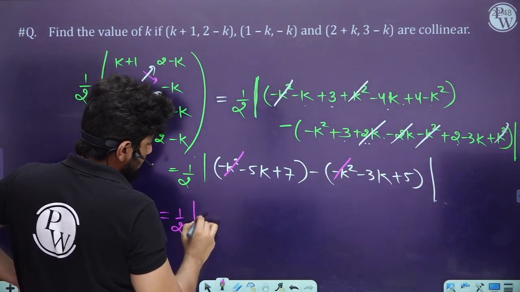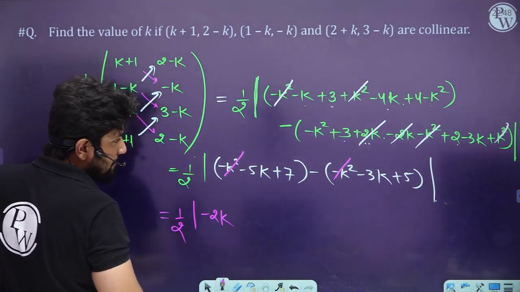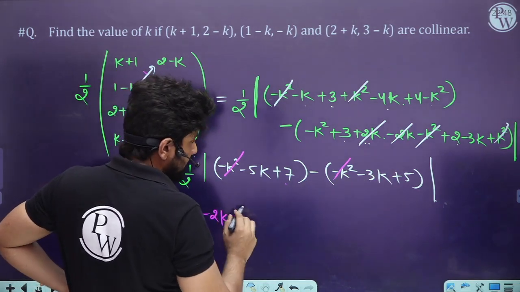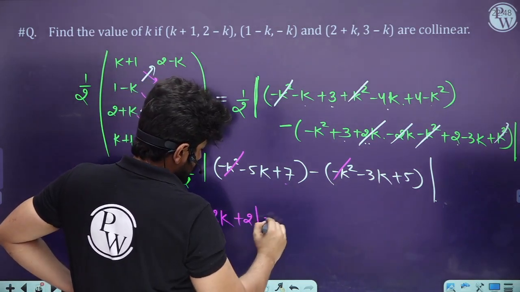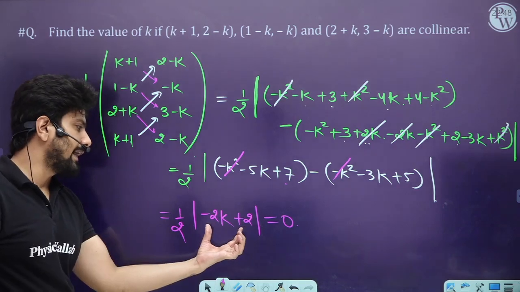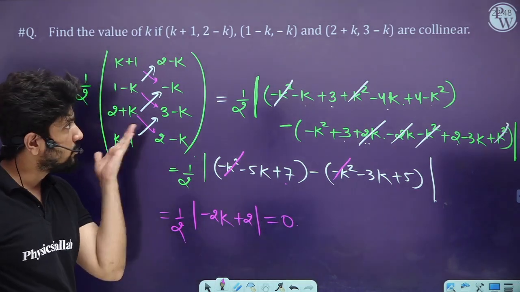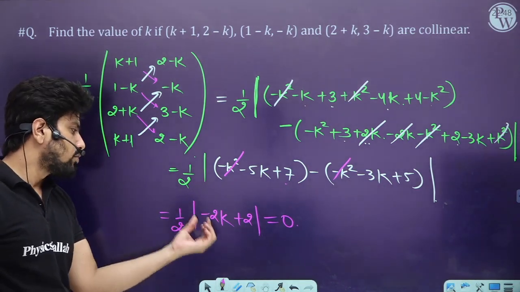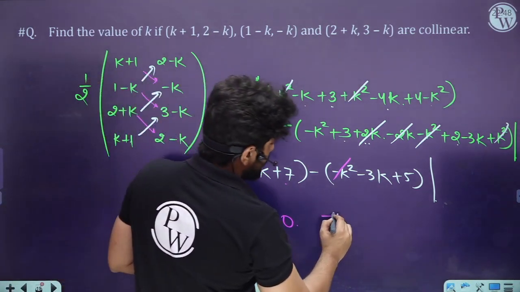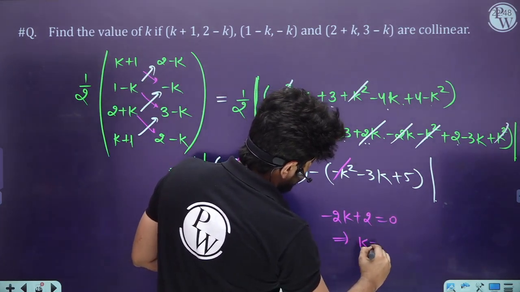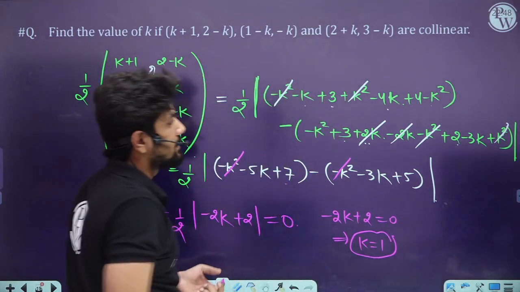So half times modulus of minus 2k, okay? And then 7 minus 5 will be plus 2. So this comes out to be the area of the triangle. We want to equate it to 0. We want this thing to be 0. Then only these three points will be collinear, right? So minus 2k plus 2 is 0. Hence the value of k is what? The value of k is 1.